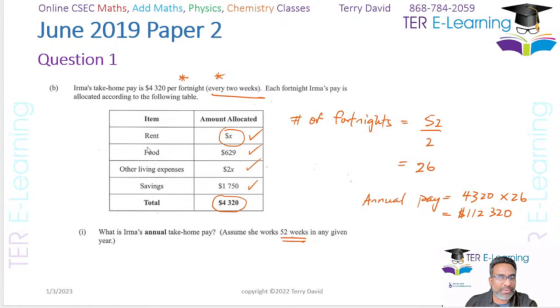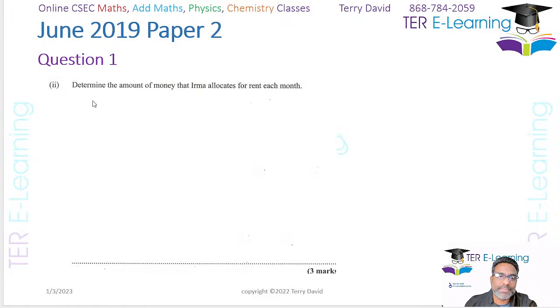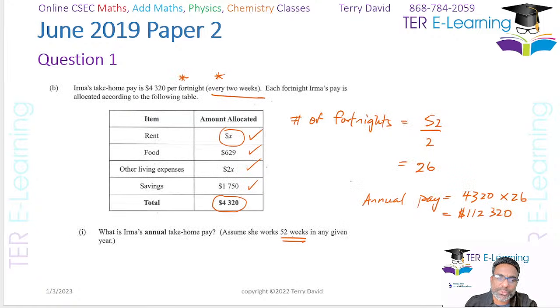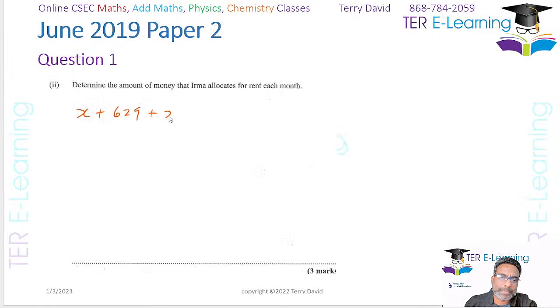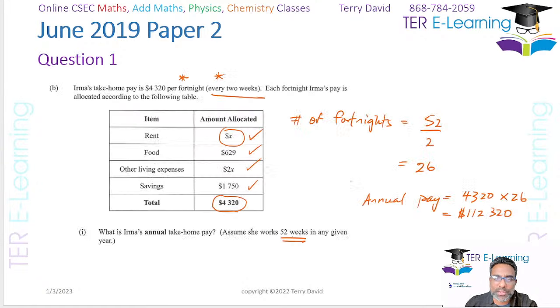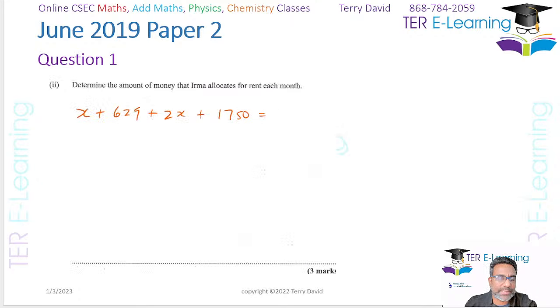So what I'm going to do, I'm going to write down a sum here, right? So I'm going to say X plus 629. You're adding up all her expenditure. 629, you have 2X. And you also have 1750. Right? And that is actually equal to her fortnightly pay, which is 4320. Now, what we have here now is a simple equation that we need to solve, right?